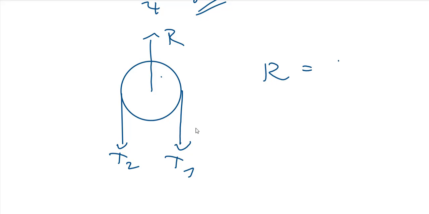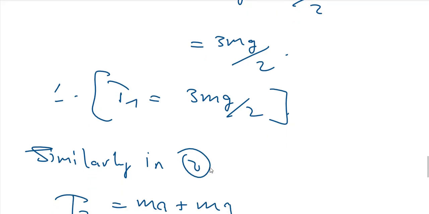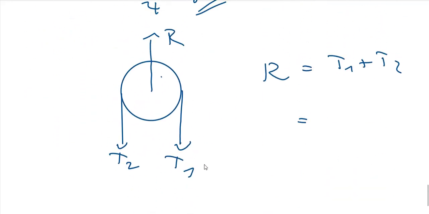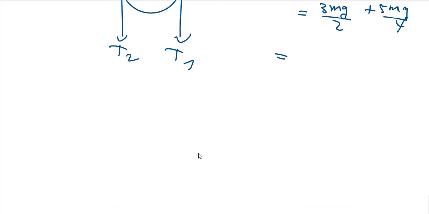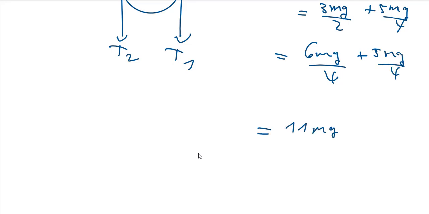So the reaction will simply be T1 plus T2, and our T1 was 3mg on 2, so 3mg divided by 2 plus T2, which is 5mg on 4. And so this is the same as 6mg on 4 plus 5mg on 4, which is going to give 11mg on 4. So that is the reaction force R.